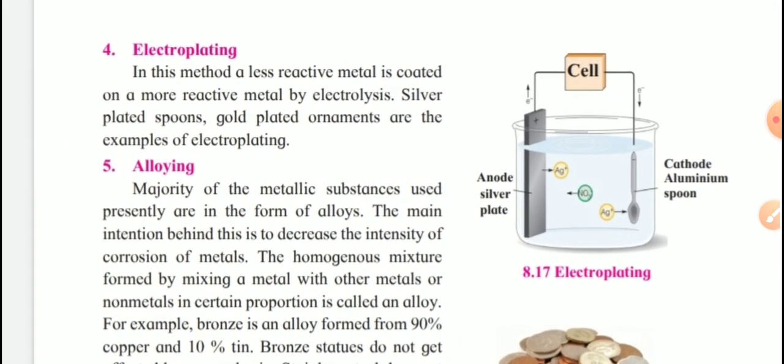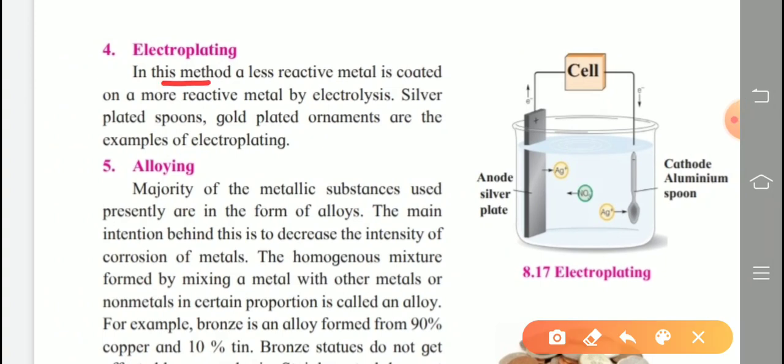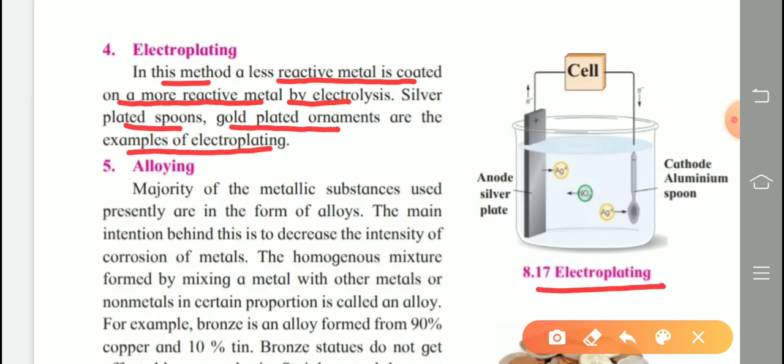Write a short note on electroplating. What is electroplating? In this method, less reactive metal is coated on more reactive metal by the electrolysis process. Silver plated spoons and gold plated ornaments are examples of electroplating. This electroplating process is shown here in the diagram.